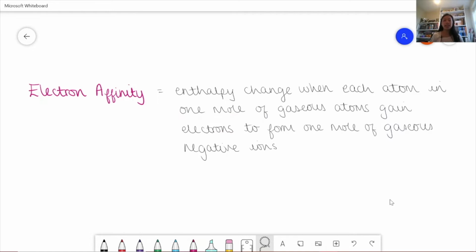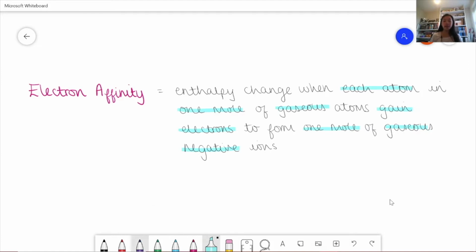So electron affinity is the opposite to ionization energy. It's the enthalpy change when each atom in 1 mole of gaseous atoms gain electrons to form 1 mole of gaseous negative ions. And so the important things to remember are that each atom in 1 mole of gaseous atoms gain electrons to form 1 mole of gaseous negative ions. And so, for example, the first electron affinity would be the enthalpy change when each atom in 1 mole of gaseous atoms gain 1 electron to form 1 mole of gaseous 1- ions.